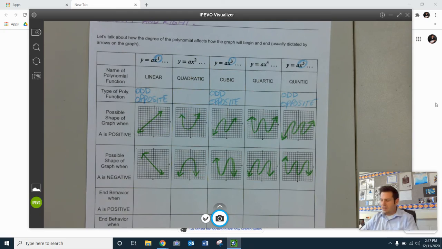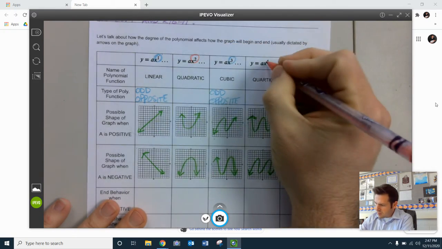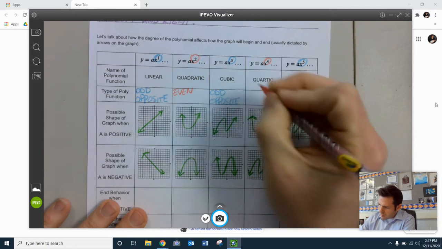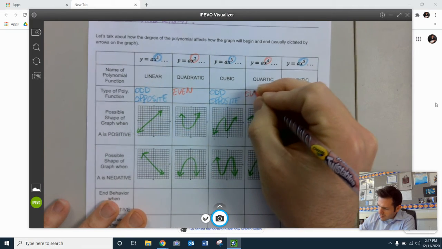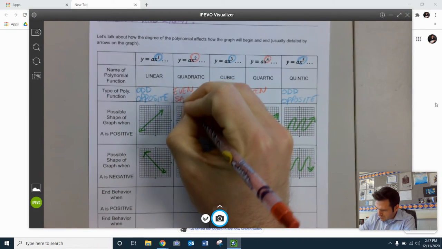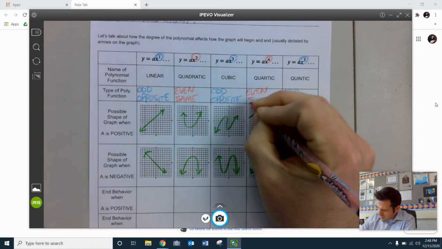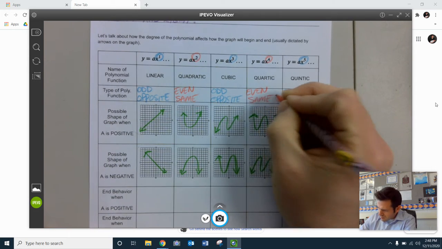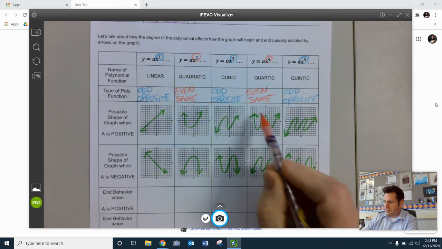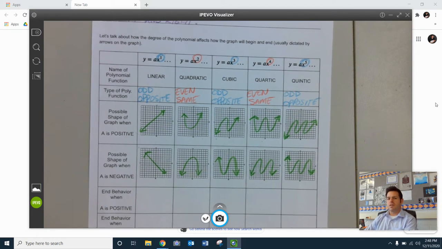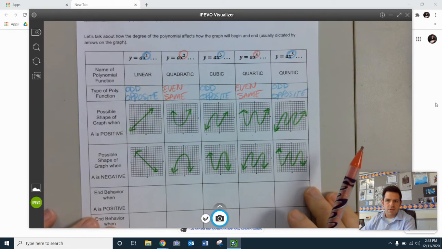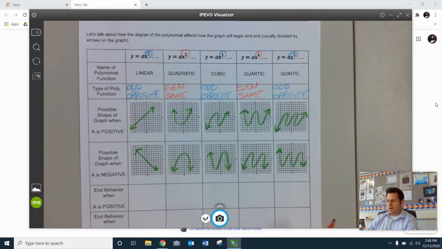When we have the even numbered, so 2 and 4, probably the highest we go there, would be our quadratic and then our quartic. They're heading in the same direction. Up and up, down and down, up and up, down and down. So it's going to follow that process no matter how far we go here. Of course, we're going to spend most of our time just with these 5 right here.